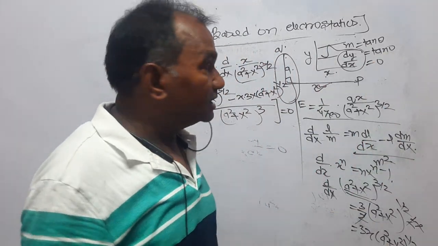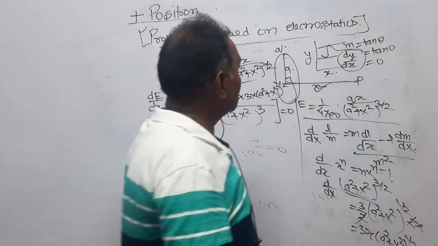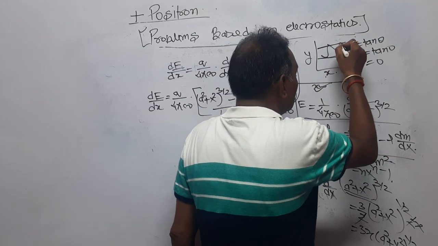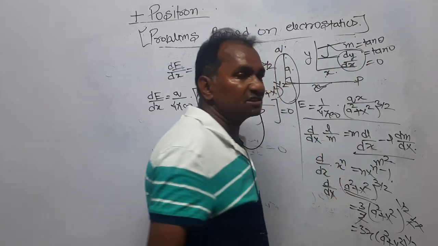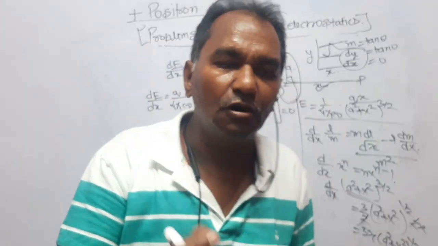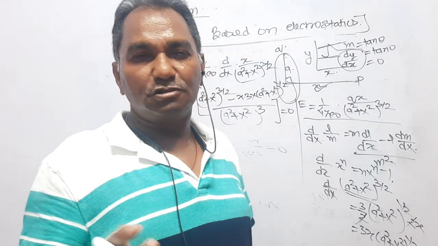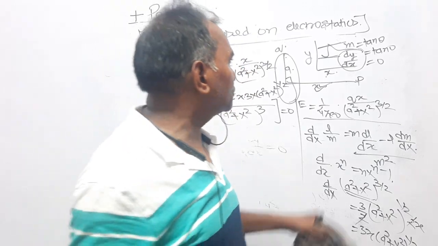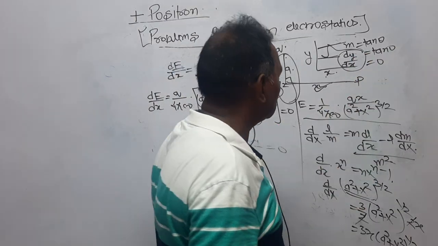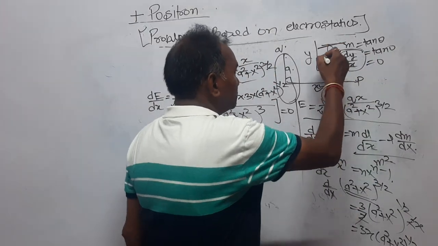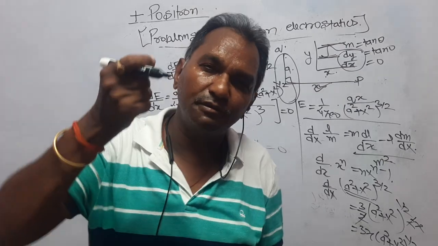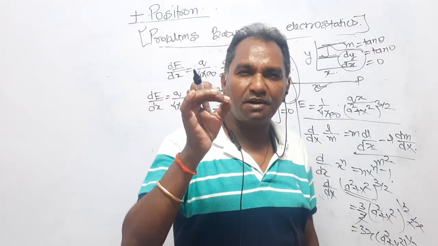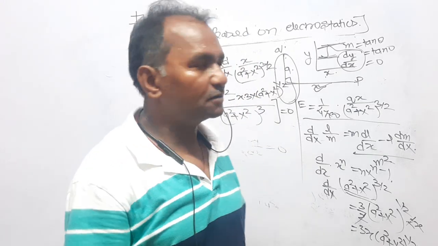Why? Dear student, at maxima and minima, the tangent will be parallel to the x-axis, which has slope 0, and the slope of the tangent is expressed as tan theta, theta equal to 0, so tan 0 equal to 0. That is why, for maximum and minimum, we put the differentiation of the function equal to 0. Because the slope of the tangent at maximum and minimum becomes 0.